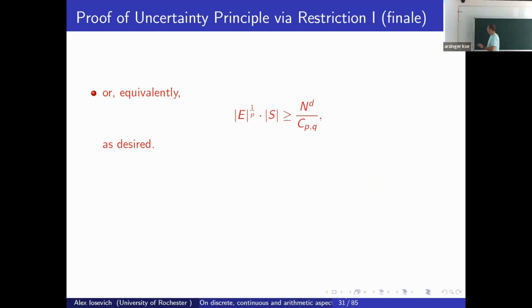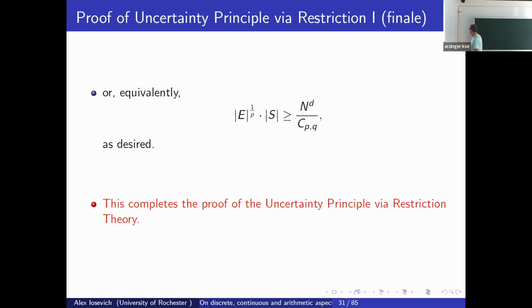In other words, whenever you have a non-trivial restriction estimate, you have a non-trivial improvement in the uncertainty principle. And you have already seen that if you have a better uncertainty principle, you have a better recovery condition. Still not quite as good as what you were asking for. We're going to get to that later, right? But closer. So this completes the proof of the uncertainty principle via restriction theory, or more precisely, the first version of it.